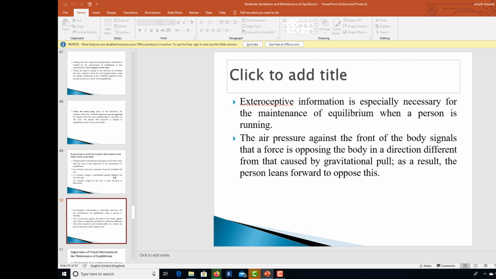Exteroceptive information is especially necessary for the maintenance of equilibrium when a person is running. The air pressure against the front of the body signals that a force is opposing the body in a direction different from that caused by gravitational pull. As a result, the person leans forward to oppose this.